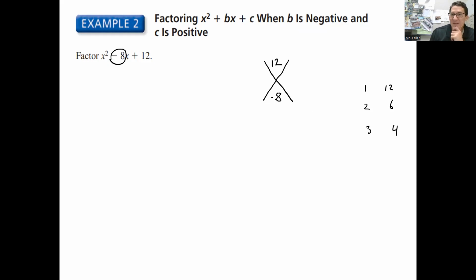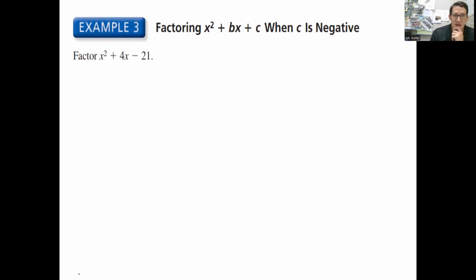All right. But it needs to be a negative 8. So we're going to need some negatives here to add together. So this is going to be negative 2, negative 6. Negative 2 plus negative 6 is negative 8. So here I'm going to write out the factors. It's going to be 2 sets of parentheses. Each set gets an x. And then since these are minuses, it's going to be x minus 2 and x minus 6. And then there we have our factors.